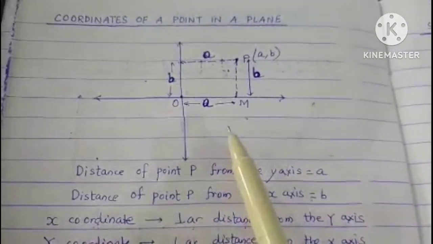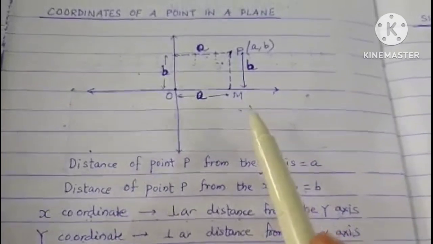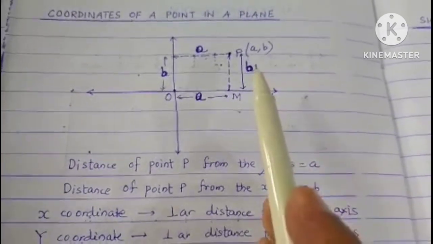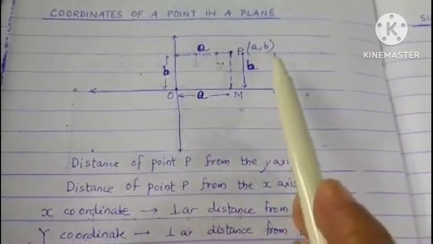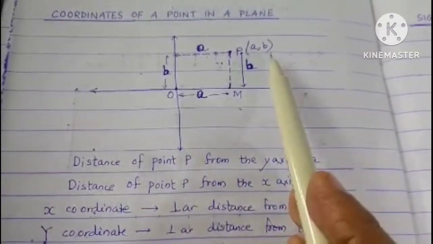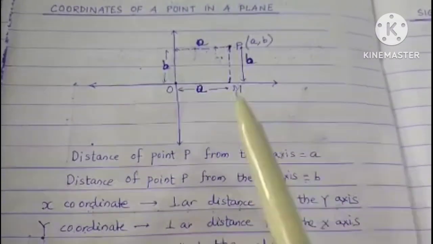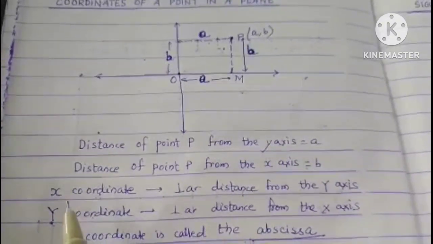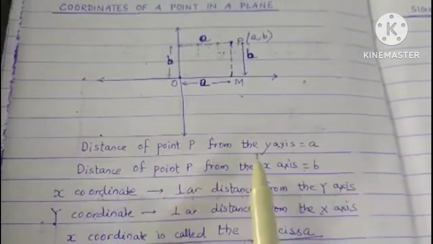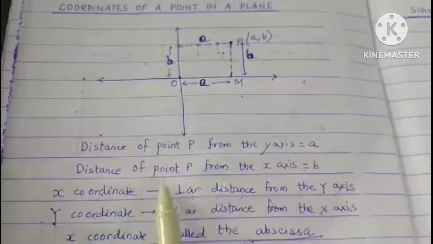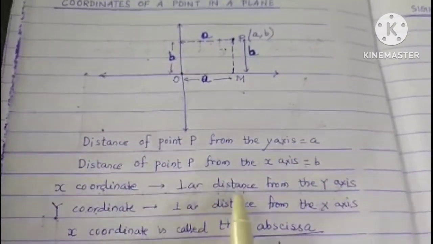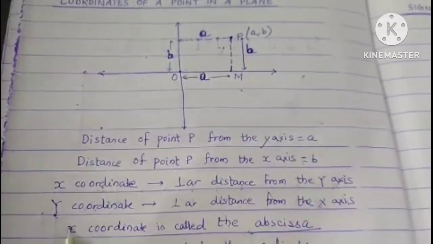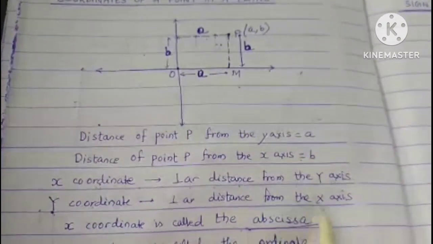So let us understand this once more. The x coordinate will be the perpendicular distance from the y-axis, that is A, and the y coordinate, B, will be the perpendicular distance from the x-axis, just opposite. Okay, so how do we write? Distance of point P from the y-axis equals A, and distance of point P from the x-axis equals B. So the x coordinate is the perpendicular distance from the y-axis, and the y coordinate is the perpendicular distance from the x-axis.